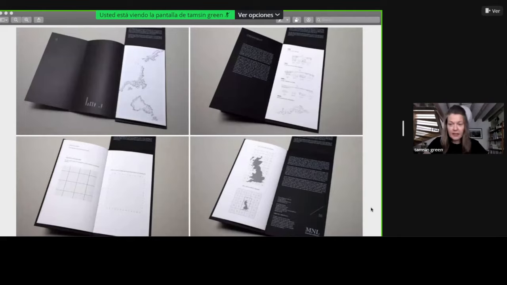And something I really enjoy about working with books is the fact that you can include a lot of different types of information within the pages. So I can include photographs, but also drawings and text, and all of these elements can work together to build up the narrative of the project.